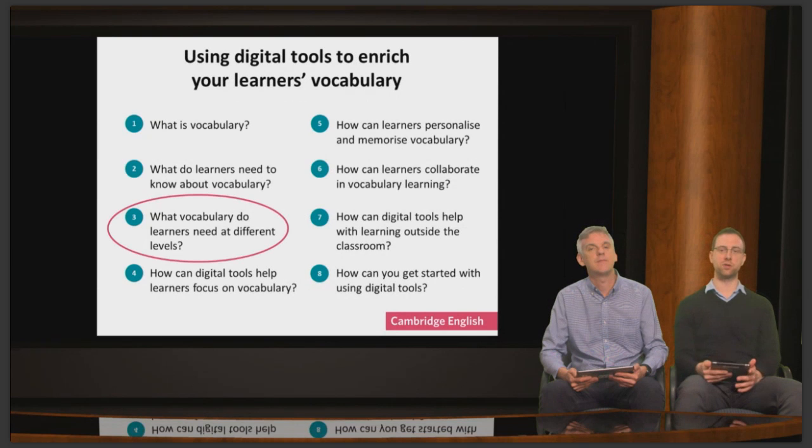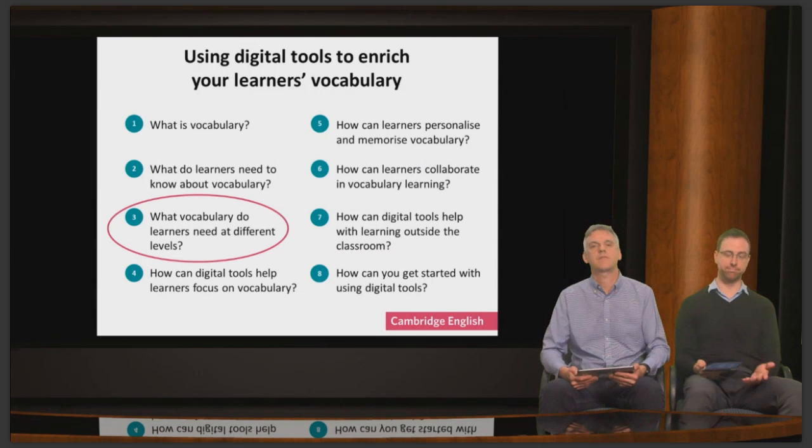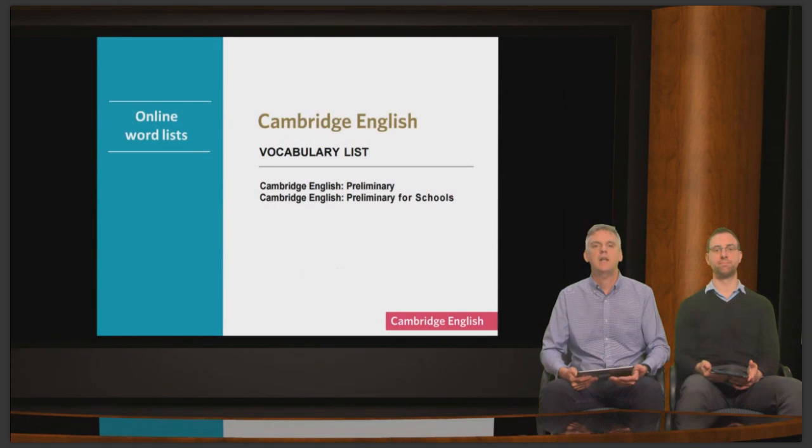At different levels, learners need to learn different types of vocabulary. But how do we know what vocabulary is appropriate at each level? Well, if your learners are preparing themselves for Cambridge English exams, you can look on the Resources for Teachers section of the Cambridge English website and find word lists for some of them. Let's have a look at one of these word lists as an example.